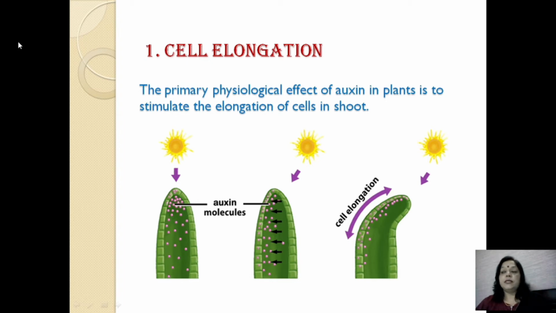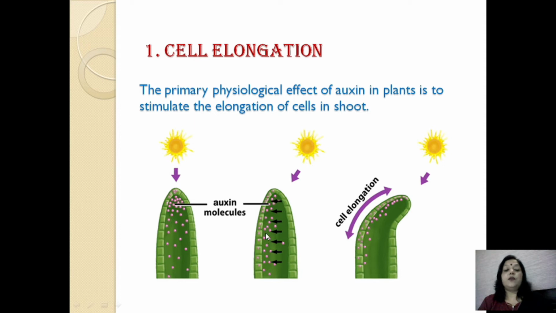A very common example of this can be observed in phototropic curvature, where the unilateral source of light unequally distributes the auxin in stem tips. In this picture, you can see that the auxin concentration is high at the shaded side in comparison to the illuminated. The higher concentration of the auxin on the shaded side promotes the cells to elongate.